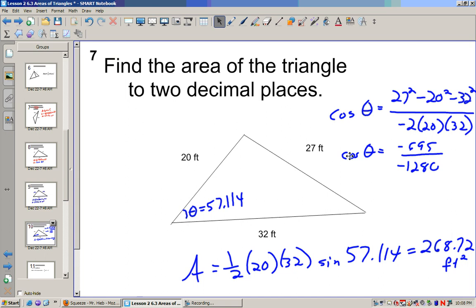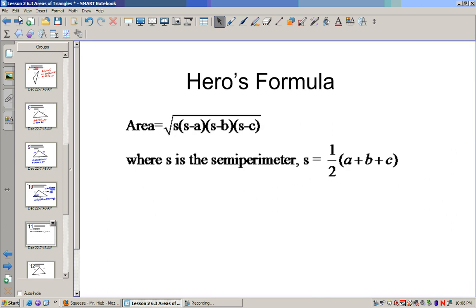Now that's kind of a lot of work, a lot of stuff to go through. First you find an angle, and then you find the area. There's another formula called Hero's formula. Sometimes some people call it Heron's formula, but our book calls it Hero's formula, and I think that's a great name. You take the square root of s times s minus a times s minus b times s minus c, where s is the semi-perimeter, which is just half of the perimeter. So you add up all the sides of a triangle, cut it in half, and that gives you s. This looks like a really difficult formula the first time you see it, but use it a couple times and you can see how easy it is.